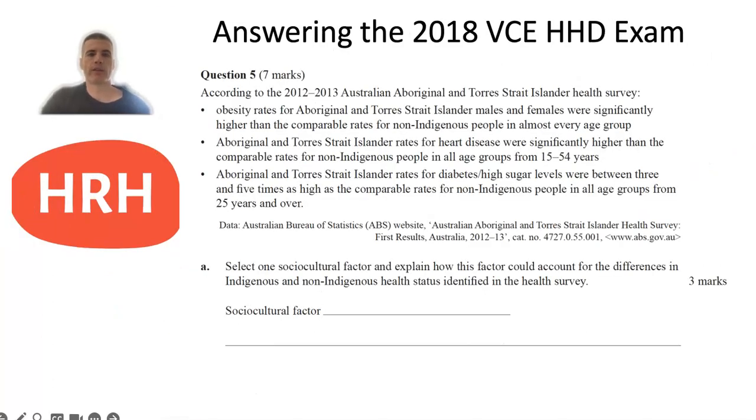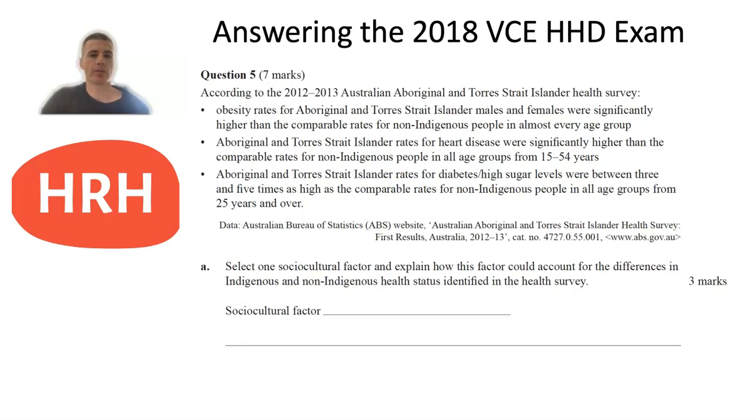So question number 5 in the 2018 VCE HHD exam was worth 7 marks overall and started with some information from the 2012-2013 Australian Aboriginal and Torres Strait Islander Health Survey. It stated that obesity rates were higher for Aboriginal and Torres Strait Islander males and females than non-Indigenous people. Also, heart disease rates were significantly higher, and rates for diabetes and high sugar levels were between 3 and 5 times as high compared to non-Indigenous.